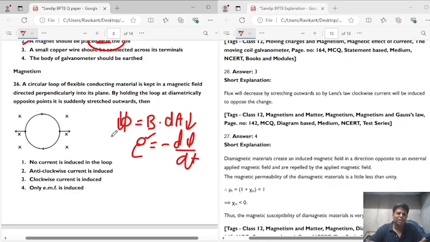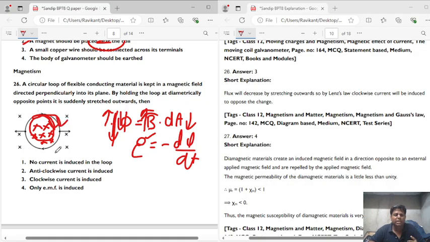The cause here is the reducing flux. So the current induced should be in such a way that it increases the flux. To increase the flux, we have to increase the magnetic field, because we are decreasing the area. So to increase the magnetic field, we need more magnetic field lines getting into the plane of the paper. So to get magnetic field lines inside the paper, the direction of the current should be clockwise, right?